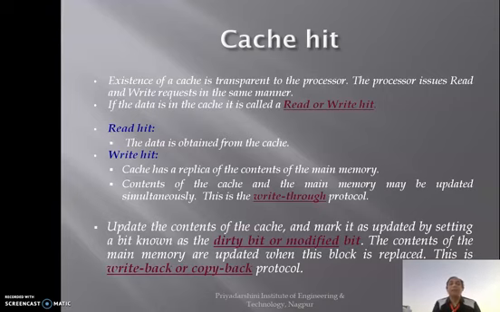Alternatively, update the content of the cache and mark it as updated by setting a bit known as a dirty bit or a modified bit. The content of the main memory is updated when this block is replaced. This is called the write back or the copy back protocol. In this write back or copy back, we can change the content of the block of the main memory after some time when it is required. But initially, we can change the content of the cache memory immediately.